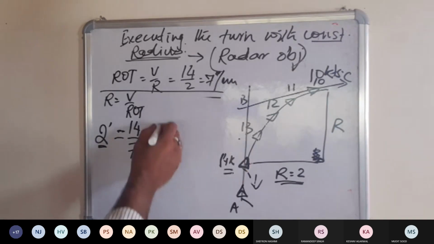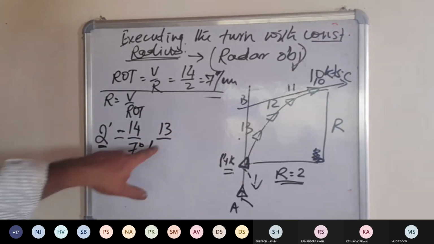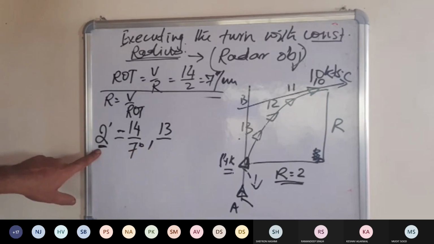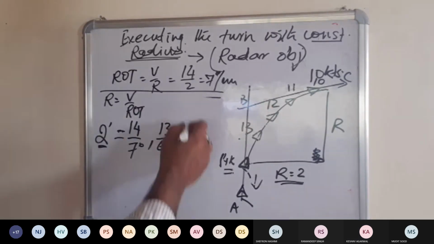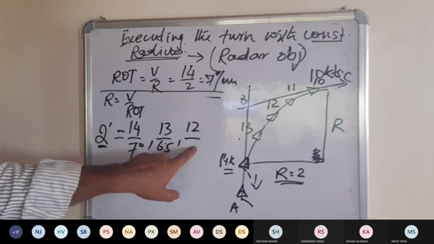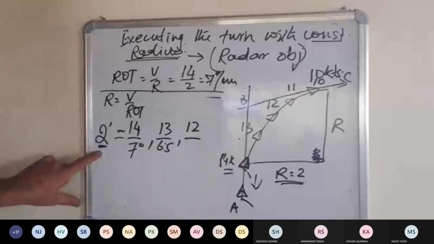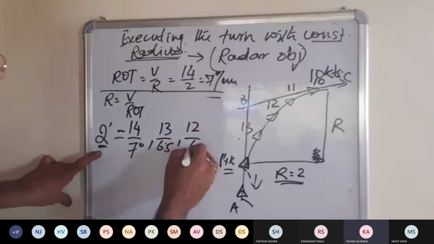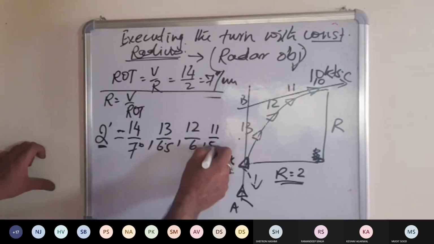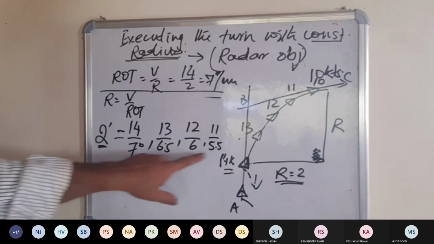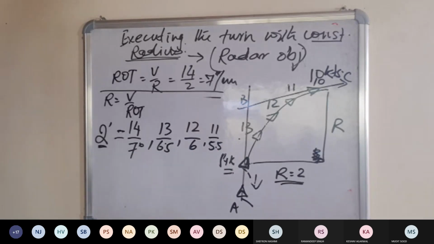But when the speed is dropping to 13 knots, how much should be the ROT to get 2 miles of radius? 6.5. Very good, 6.5. When the speed is 12 knots, what should be the ROT for getting 2 miles of radius? 6. When the speed goes to 11 knots, we should have 5.5 degrees ROT. Correct? Yes.